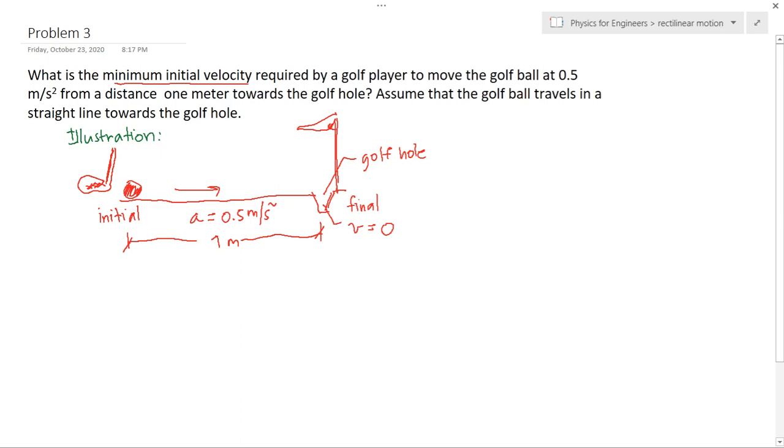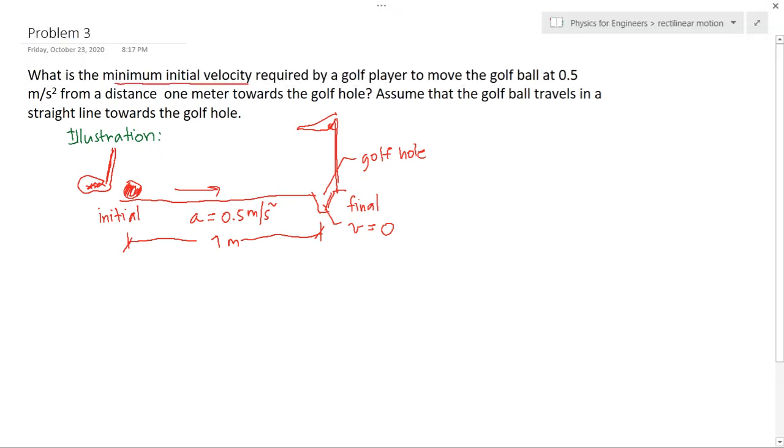Because if it is not yet 0, meaning it just keeps on going, although it will be caught by the hole, it is not the minimum initial velocity. The minimum initial velocity needs only a small force to exert in order to move this object. Just a little.